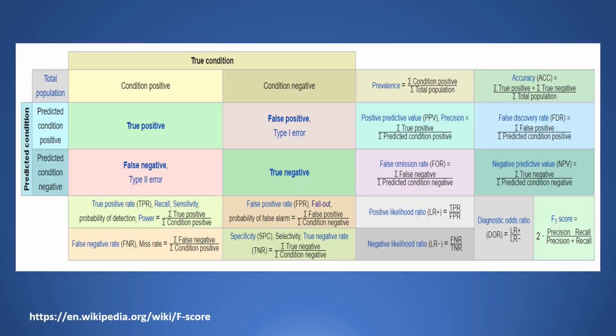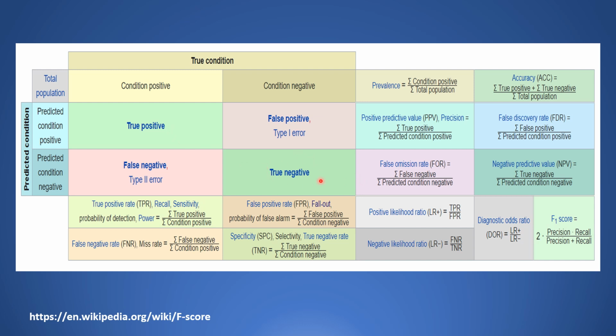Okay. From our confusion matrix, we can also compute a lot of other metrics. So we already know recall. Recall is also known as true positive rate or sensitivity. It is nothing but the sum of true positives divided by the sum of condition positive, which is nothing but the sum of true positives plus the sum of false negatives. Okay. Similarly, you have precision, which is also known as positive predictive value, which is nothing but the sum of true positives divided by the sum of predicted condition positive, which is nothing but the sum of true positives plus the sum of false positives.